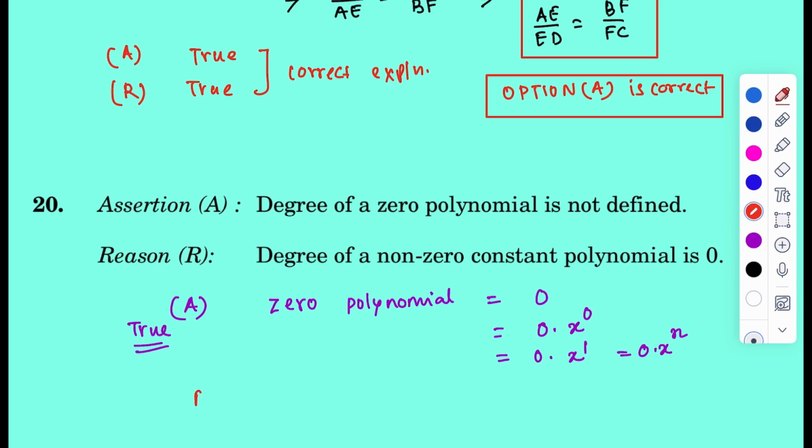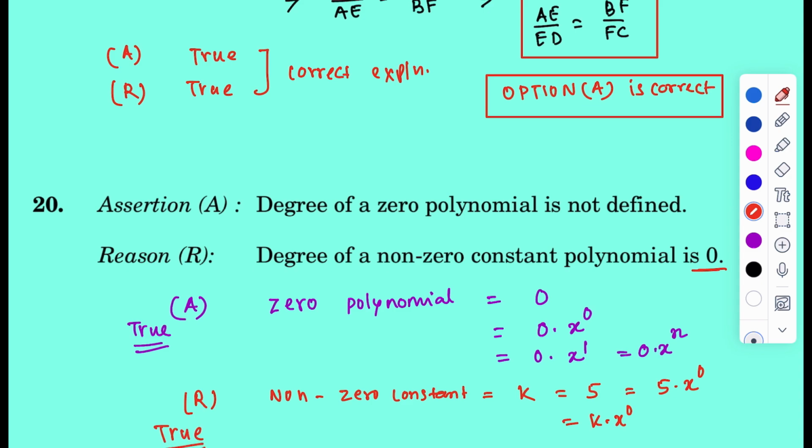Now for the reason: degree of a non-zero constant polynomial is 0. It is also true. A non-zero constant can be written as k, where k is any constant, 5, 6, 10. Suppose let it be 5. Then we can write this as 5 into x to the power 0. So the degree is 0. That means k into x to the power 0, so the polynomial has degree 0. Hence it is also true.